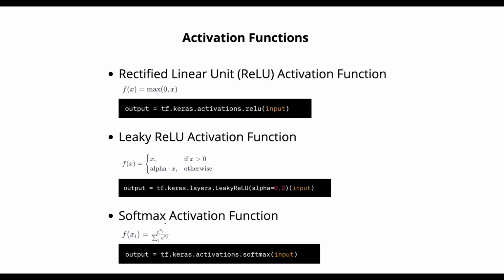Next is the Softmax activation function. The Softmax activation function is commonly used in the output layer of neural networks for multi-class classification tasks. It squashes the input values into a probability distribution over multiple classes, ensuring that the output sums to 1. Mathematically it is represented as function of xi equal to e^(xi) divided by the summation of e^(xj). TensorFlow usage is output = tf.keras.activations.softmax and pass the input to it.